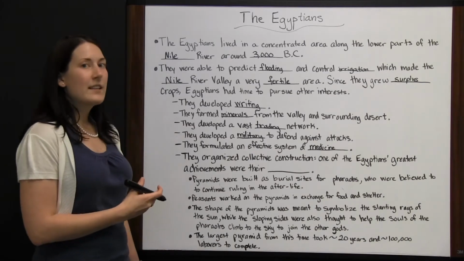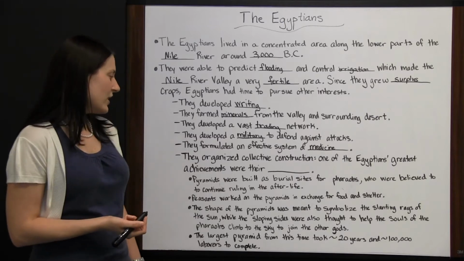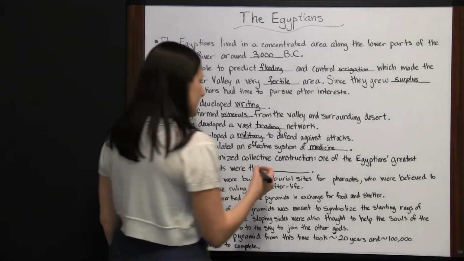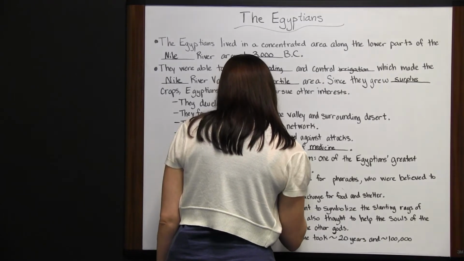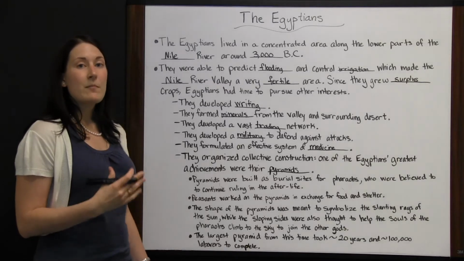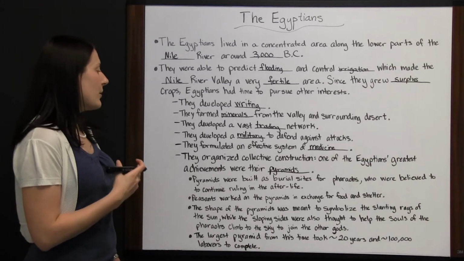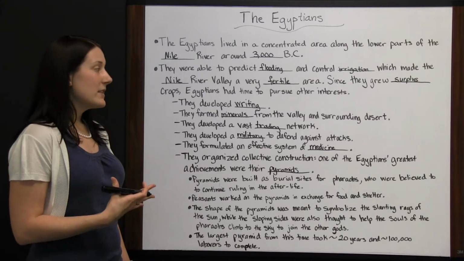They organized collective construction. In fact, one of the Egyptians' greatest achievements were their pyramids. And the pyramids were not something that just a few people could build. These took lots and lots of time and lots of manpower to build. So the pyramids are something that a lot of people associate with Egypt even today.